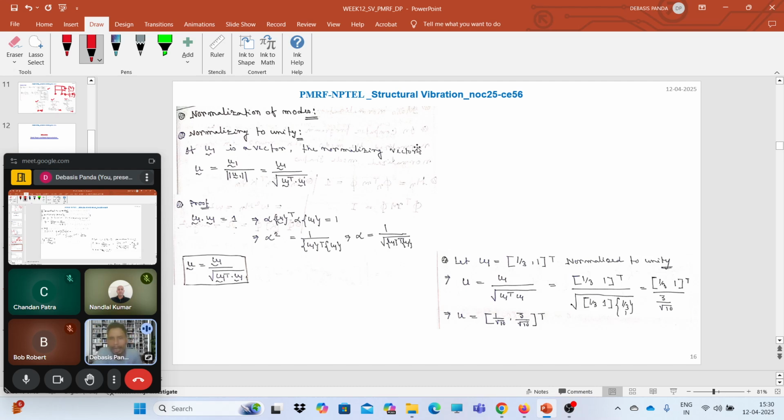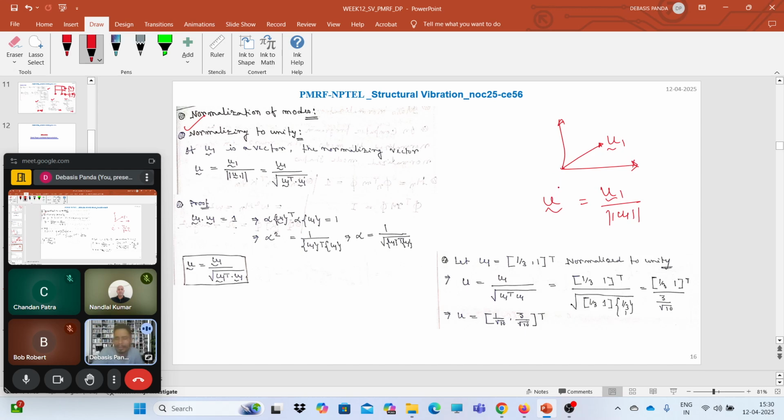Now we have seen other normalizations of the particular modes. First we have seen how we can normalize to unity. It's simple, like how we normalize a vector. Say we have a vector u, which has some coordinates. To normalize it, the normalized u1 will be the vector u1 itself divided by the Euclidean norm of u1. That gives you the normalization of these modes. So if we want to normalize to 1, we can easily do it.